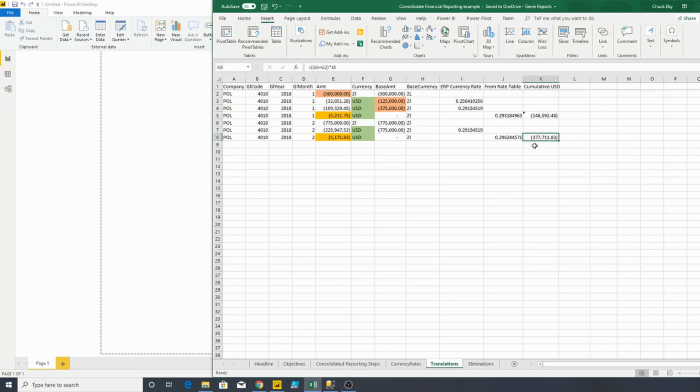$377,711.83. So we tell Integration Services to look at what's already in the ledger on a cumulative basis for periods 1 and 2 and take the difference between the 372,540 and the 377,711 and insert it into the ledger, so that what's in the ledger for US dollars for periods 1 and 2 on a cumulative basis is what we want to be reporting for generally accepted accounting principles.